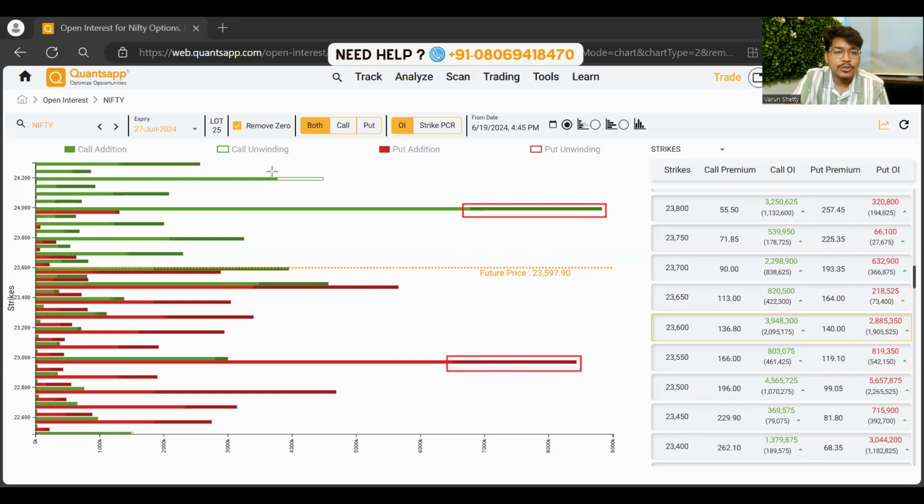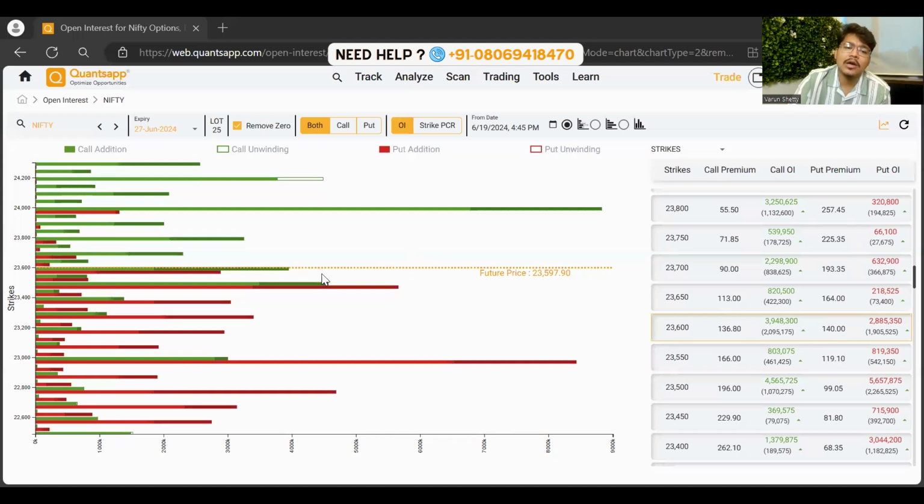But if you see a hollow color or a hollow portion, that means there is unwinding. Open interest was here yesterday, now it has fallen. So there is a decrease in open interest. On the red side, that is put unwinding. On the green side, that is call unwinding. Okay, so that is how you analyze.